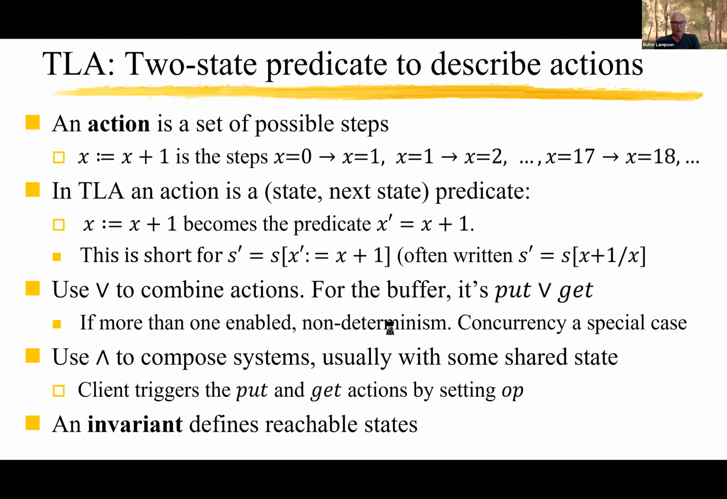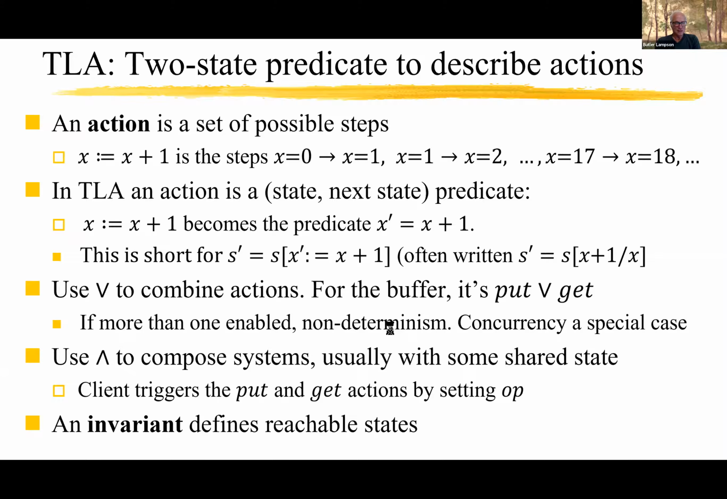That is a summary of the steps. X equals 0 goes to x equals 1, x equals 1 goes to x equals 2, and so forth for all the natural numbers. So it's actually an infinite set. And the basic idea of TLA is that the way you describe an action is with a predicate on the current state and the next state.